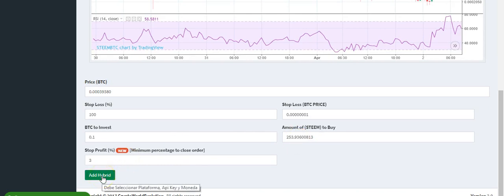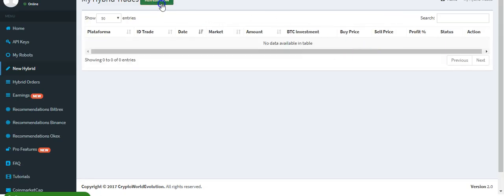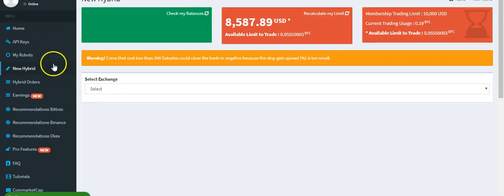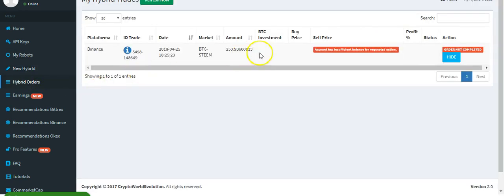When I click add hybrid, I don't even know where it's going to buy at. But when I click add hybrid, click refresh. I might have to log in again. But my hybrid orders. And then also, all my Bitcoin is actually being used for my automatic bots.